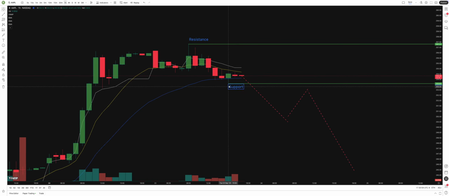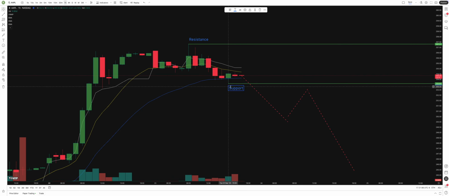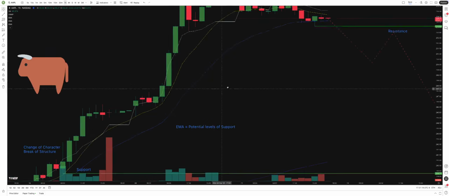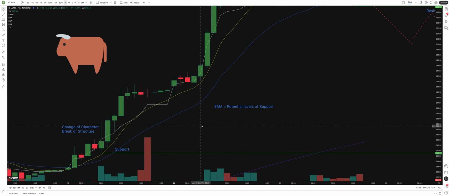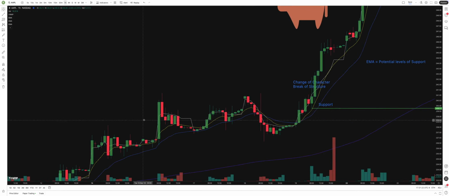So even though this is currently support, I'm expecting price to break that level, for buyers to step in to retest that level, and then support now becomes resistance, right? That's when it becomes resistance, because we will retest that level. And then we will continue down until we have what? A change of character and then a break of structure again, okay? And so price does this constantly.